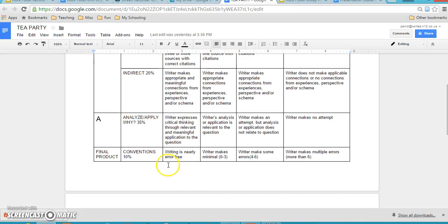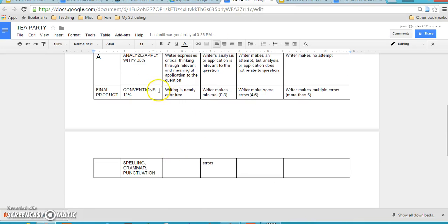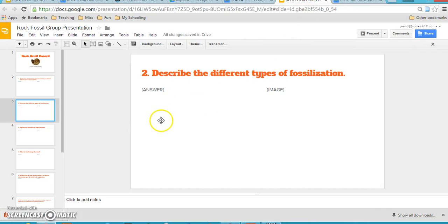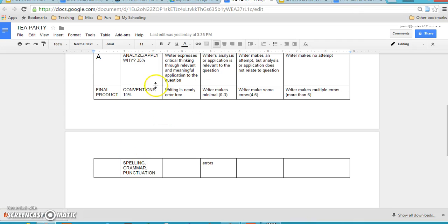Conventions, writing is nearly error-free, right? So you guys by now essentially know that you need to have good spelling, you need to have correct punctuation. Those things, if it's good, if it's there, if it's nearly error-free, then you're going to be able to have that 10%. As you make mistakes, you're going to go lower on that scoring rubric.